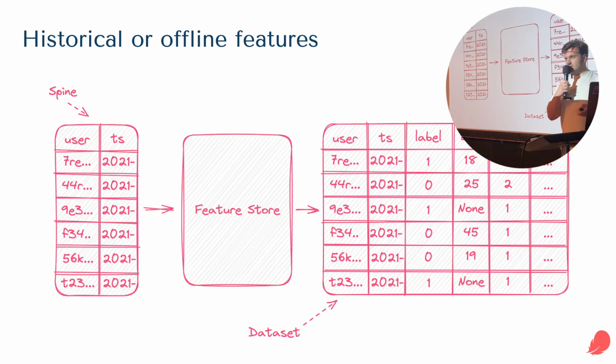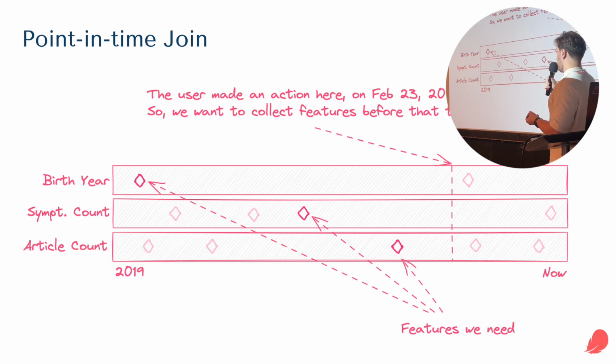For offline data, the data scientist needs to provide a spine. So what is a spine? A spine is just a data frame that has entity IDs and a timestamp. We will get back to this timestamp later on. And our feature store should return just columns with features. That's the ideal situation. But there's a but.